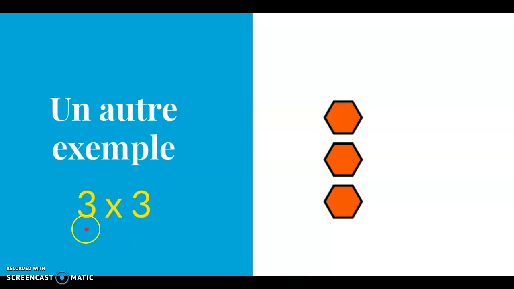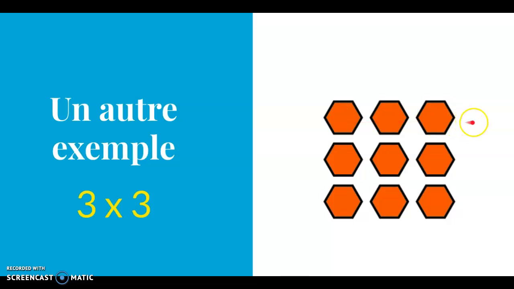We'll do another example. This time, if you had the question 3 times 3, you could draw 3 of an object vertically and 3 of the same object horizontally. Again, they share this one in the corner. Fill in the rest to finish our rectangle or square in this example. And if we count all of them, there are 9 objects, so 3 times 3 equals 9.